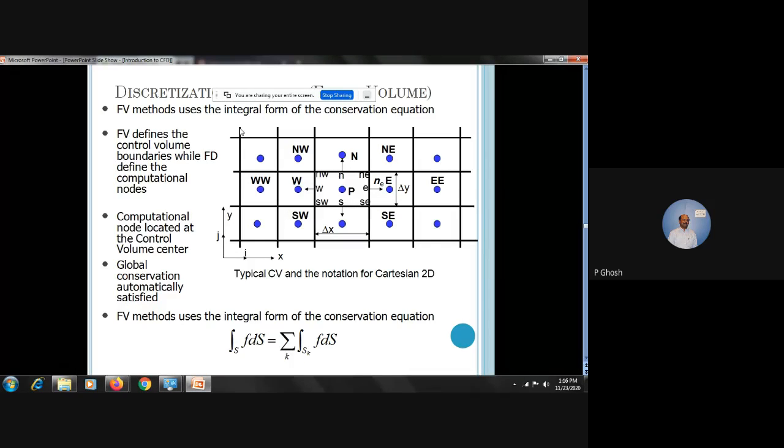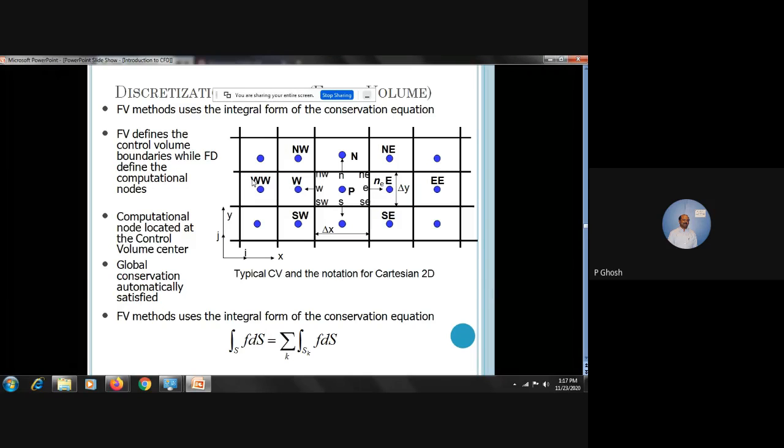So in finite volume, the approach is not the finite difference. This comes from the integral form of the conservation equation or the momentum equation. Sometimes it's called integrated over the control volume also. So what we do in this case is we consider the node point as the center of the grid, and we integrate over that control volume.